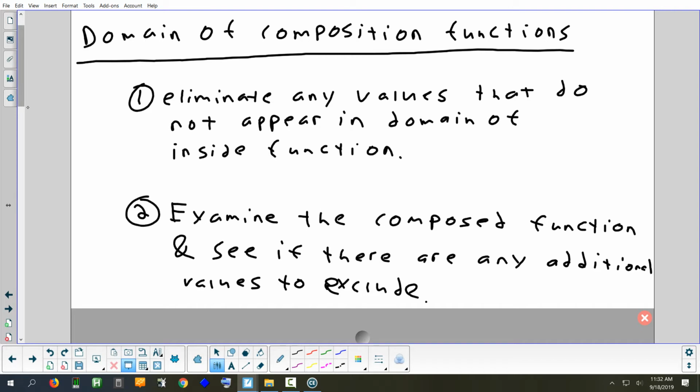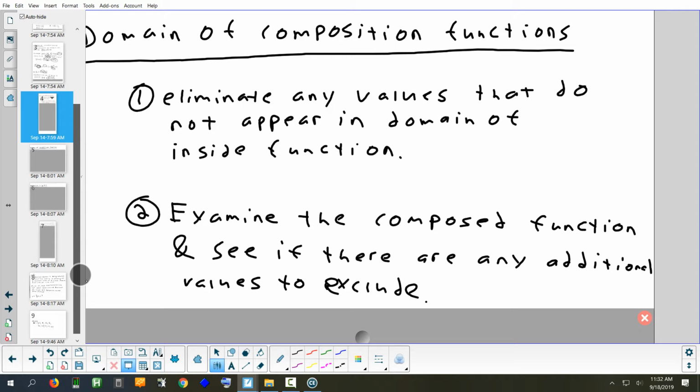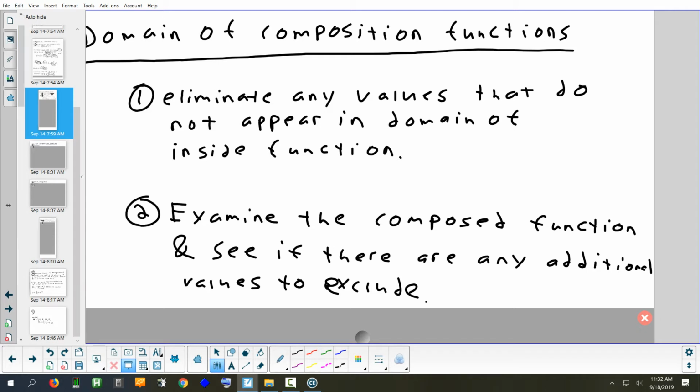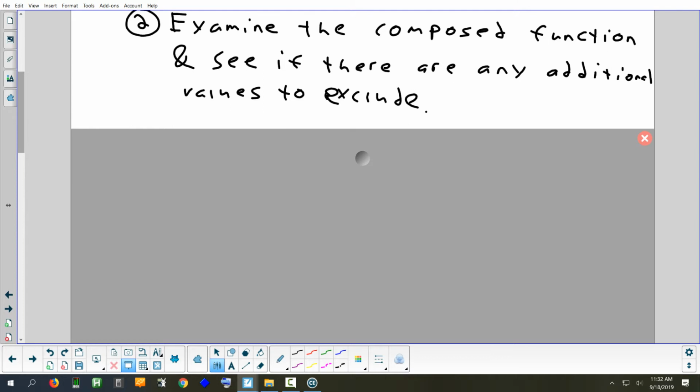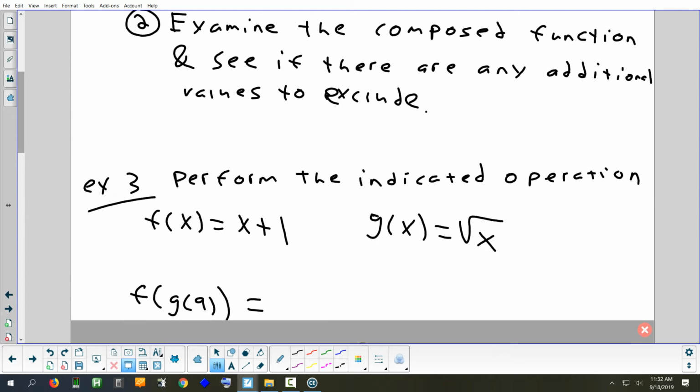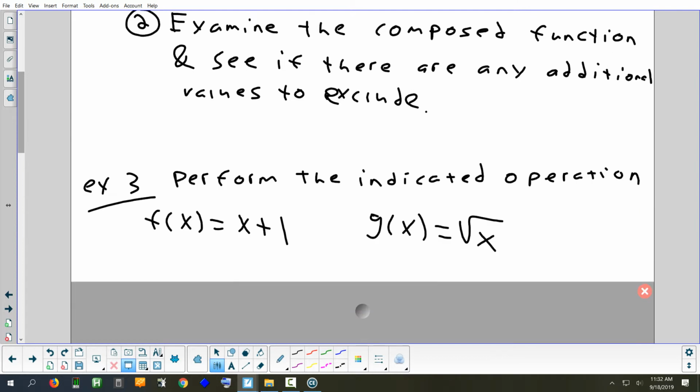Okay, so we'll practice a couple of those. I'll also do one with you guys that's just a number. We'll practice just doing composition with a number. That's actually simpler than letters.